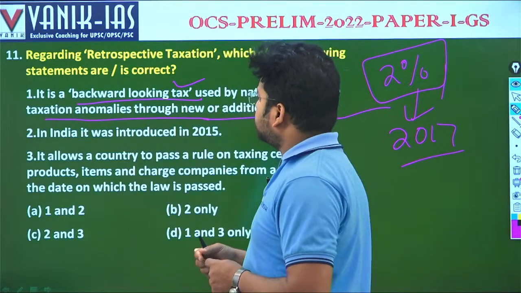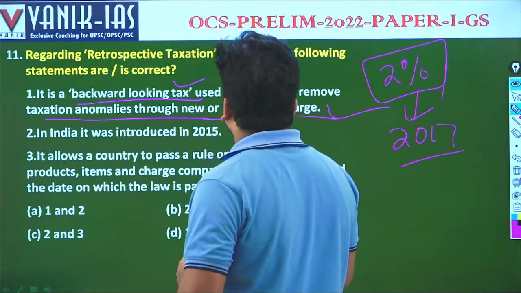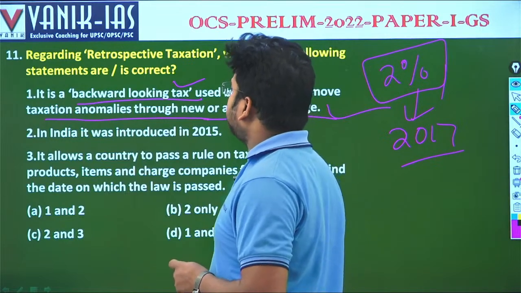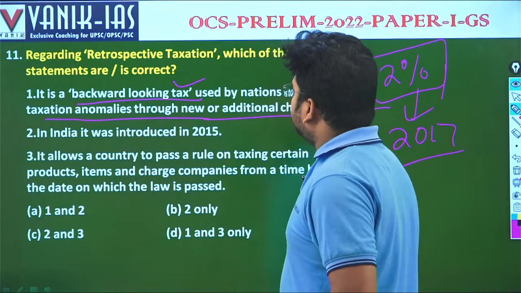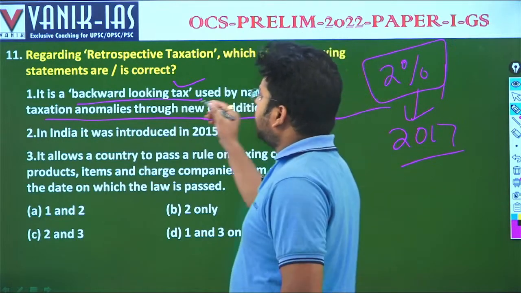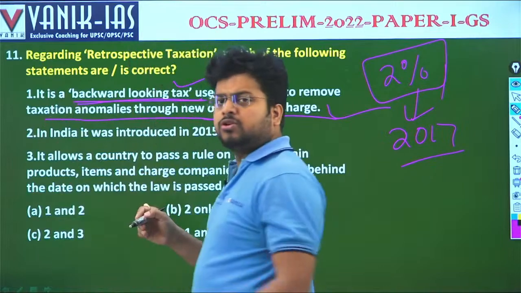So the UPA government in 2012 brought a retrospective taxation system. That was the Vodafone case, that's why they brought it. So it is a backward looking tax, right? It will be imposed from 2 years back, right?